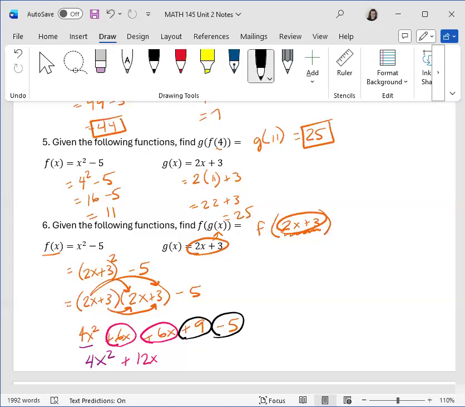Positive 9 plus negative 5 would give me positive 4. So this entire expression, 4x squared plus 12x plus 4, is our answer to that composition of functions.